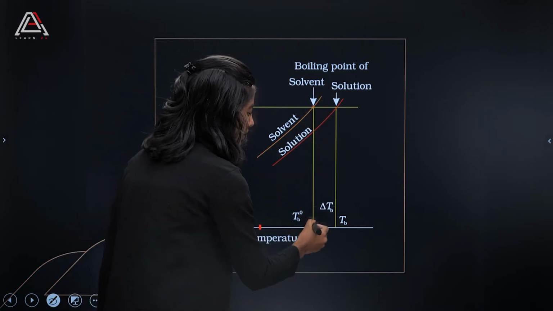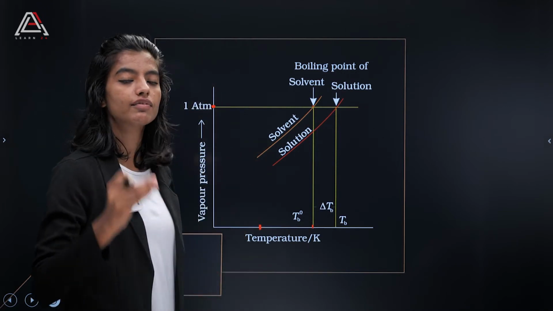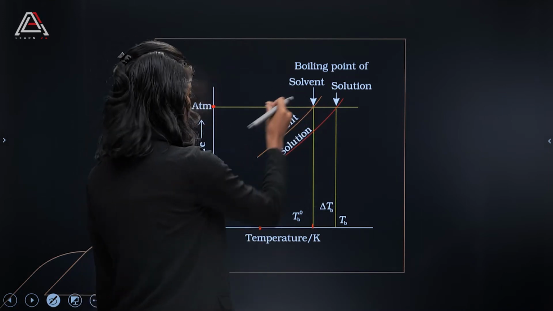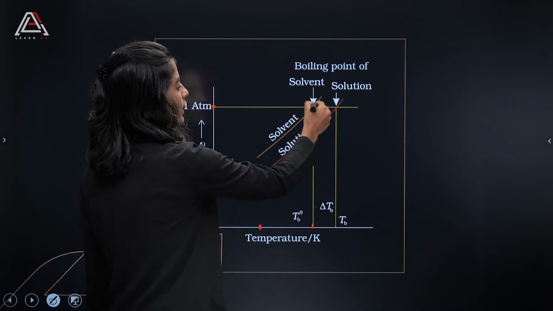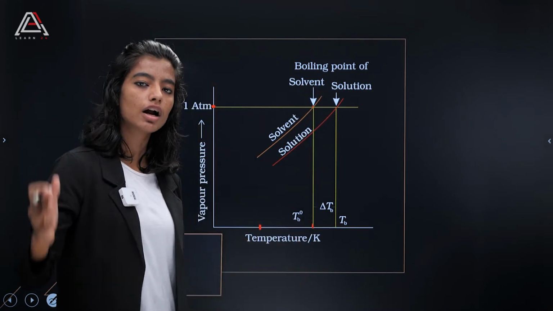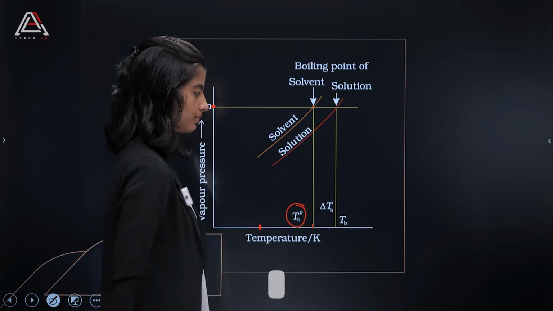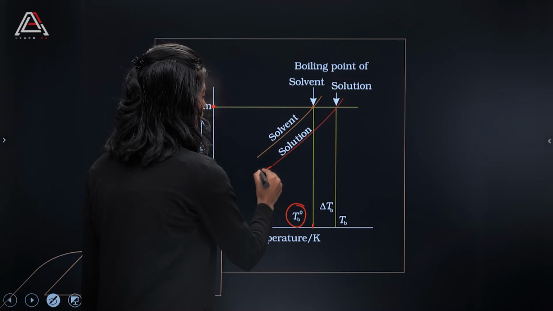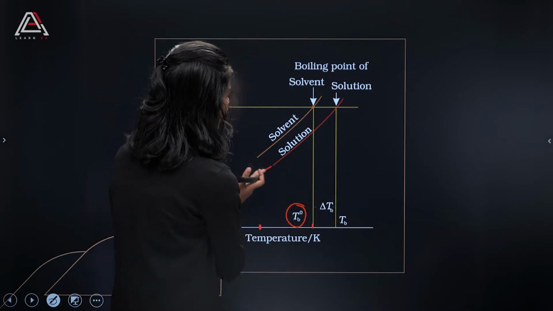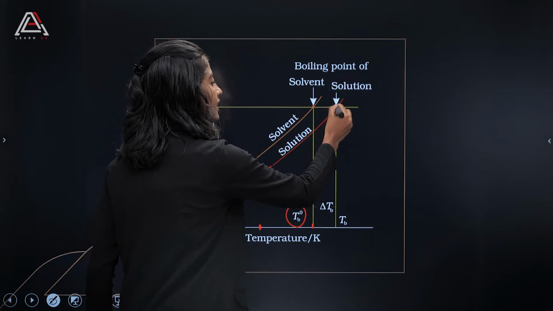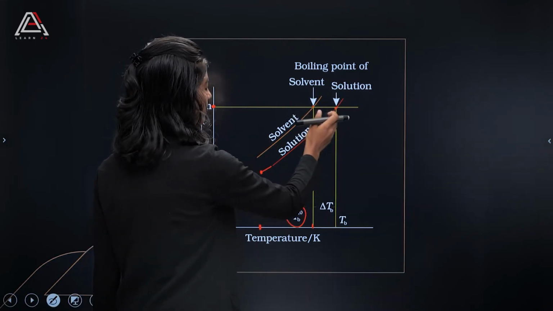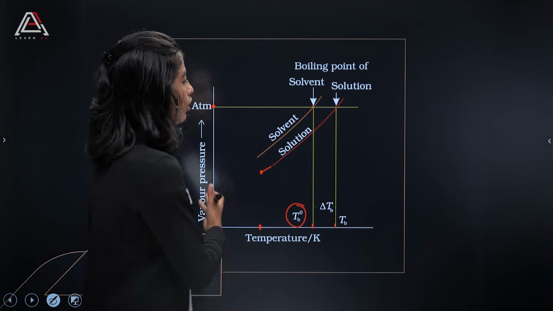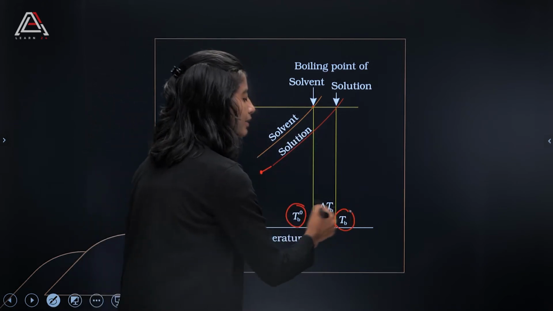At that temperature, which is called the boiling point of the solvent, the vapor pressure of solvent equals the atmospheric pressure. We indicate that as TB0. Now, at room temperature, the vapor pressure of solution was this. As the temperature increases, vapor pressure also increases and reaches the point of 1 atm. That temperature is called the boiling point of that solution. Boiling point of solution, we indicate that by TB.